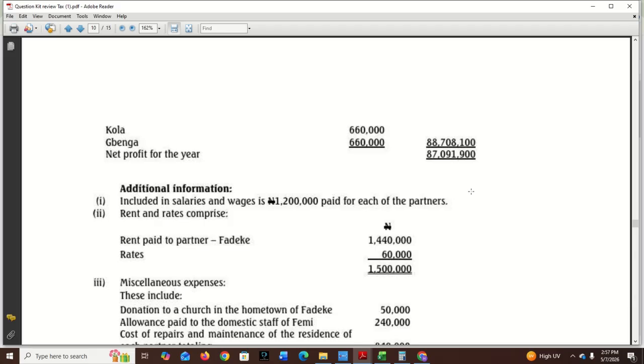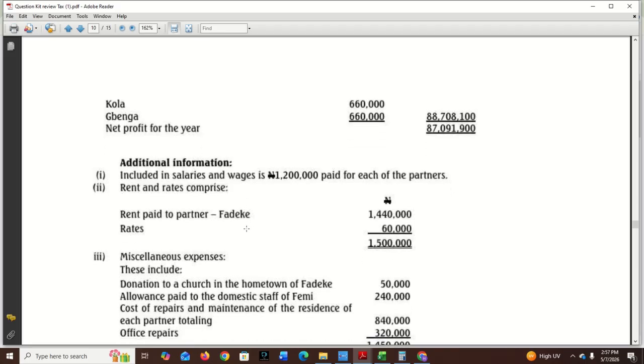Then we have the additional information. Included in the salary and wages is 1 million paid to each of the partners. So that's the partner salary. Rent and rate comprises rent paid to partner Fadike, 1.44 million. Then rate is 60,000.